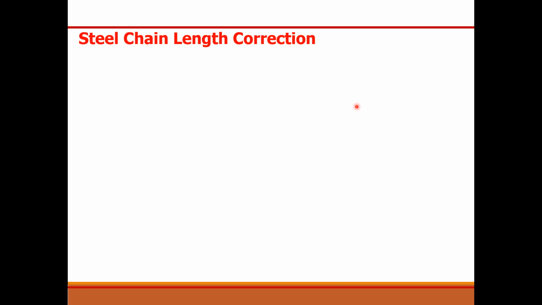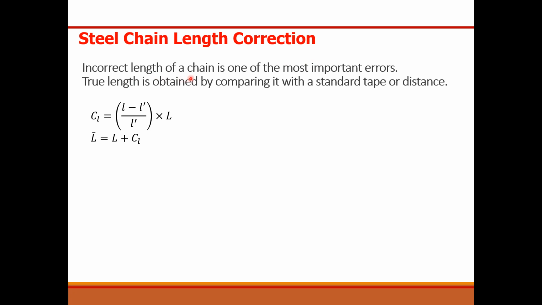Now another important section is the errors in the chain or chaining, and how to correct or adjust that error. So the first error that arises in chaining is steel chain length correction. Incorrect length of a chain is one of the most important errors. True length is obtained by comparing it with a standard tape or distance.